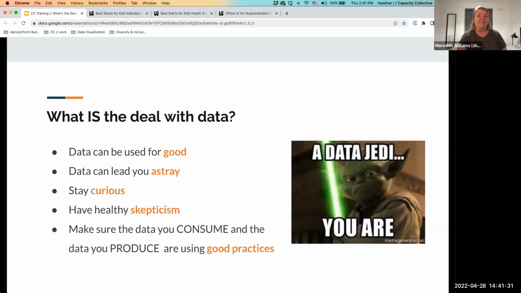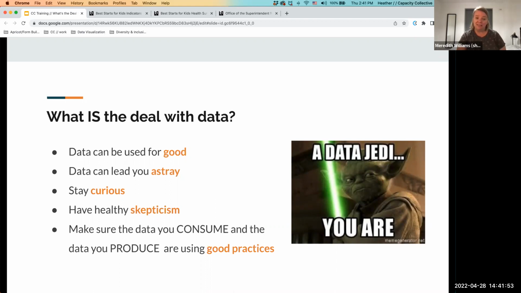So of course you're all data Jedis now, because you hung out with us for an hour and 40 minutes. Our takeaways from today are really that data can be used for good. You can do lots of amazing things with data. Data can also lead you astray, so it's good to be a good consumer of data. Stay curious. Ask why. What's the rest of the story?